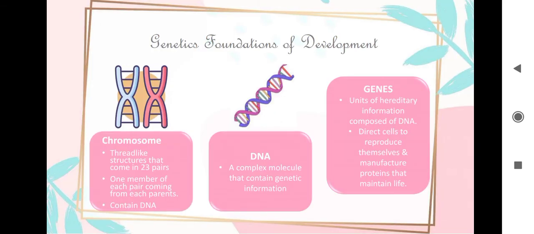Okay, genetic foundation of development. There are three things we're going to discuss. The first one is chromosome, and then DNA, and secondly, genes. So basically, what is a chromosome? A chromosome is a thread-like structure that comes in 23 pairs. So 23 pairs is equivalent to 46 chromosomes.